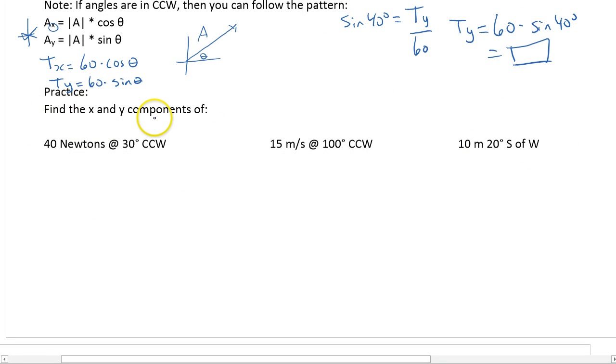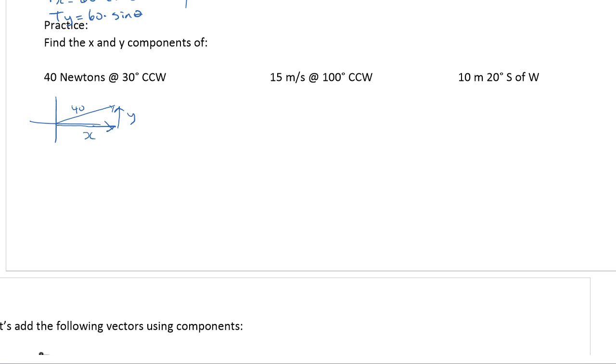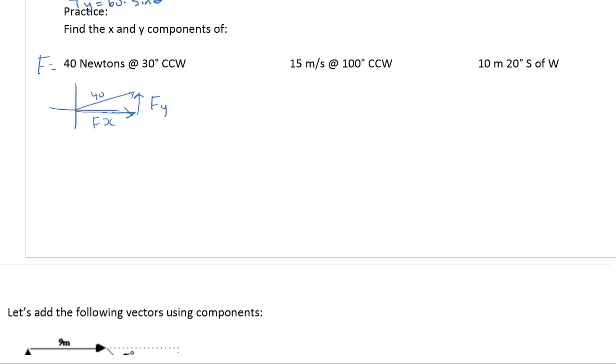Find the x and the y components of 40 newtons at 30 degrees counterclockwise from east. So if I went 30 degrees, maybe it looks something like that. So this side is 40. This angle inside there is 30 degrees. And so this would be my x component, and that would be my y component. I'm going to call this a force vector. So I'm going to say the original vector I'm going to call F. So this would be Fx, and this one will be, if I can fit it in here, then Fy. Kind of messy, but I think it'll work.